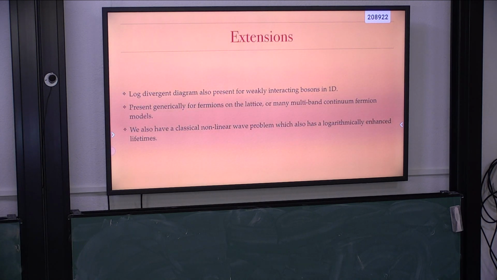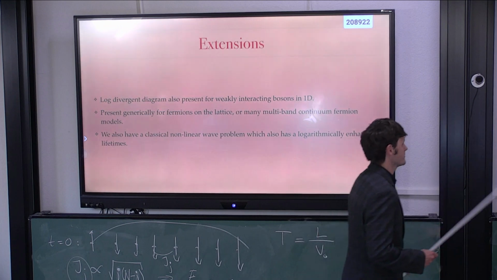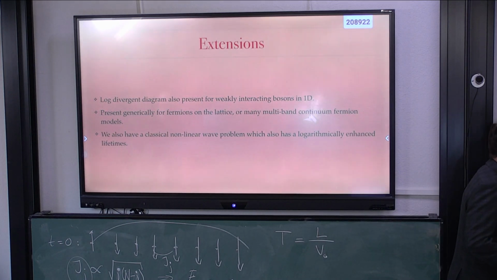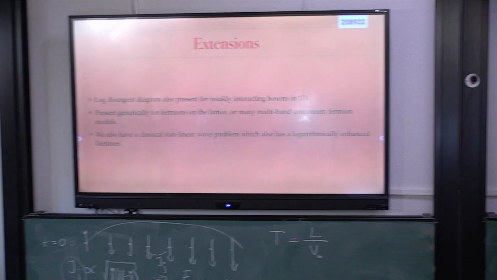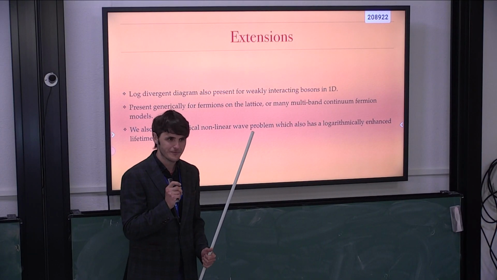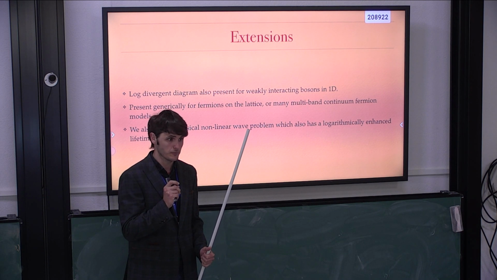Okay, let me say a word about extensions. I didn't mention it, I've been talking about fermions, but actually there's also, at least we didn't do any diagrammatic resummations for this, but for bosons there's also a logarithmically enhanced scattering rate. Slightly different set of momenta, but it's also there. I've mainly talked about fermions in the lattice, but it's not present for spinless fermions in the continuum, curiously, which is perhaps another reason that it's not been seen there before.